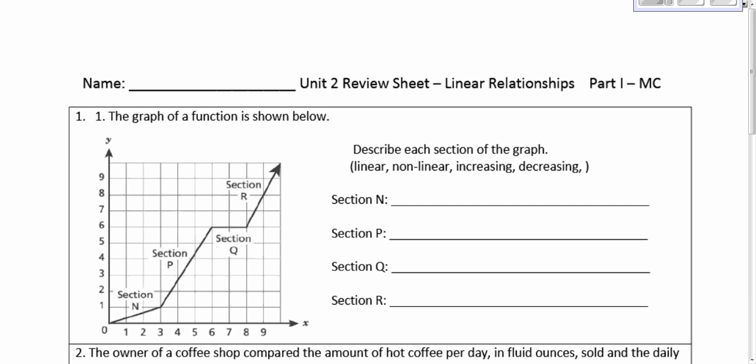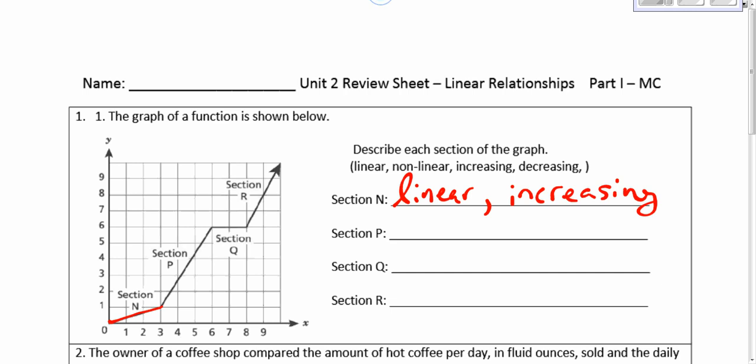You need to describe if it is linear or nonlinear, increasing or decreasing. Linear just means straight line, and nonlinear means not a straight line. So section N, I would highlight it, or at least use your finger to go over it. I just did it in red. So section N, you can tell that it is linear. And you can also see that from left to right, it is increasing.